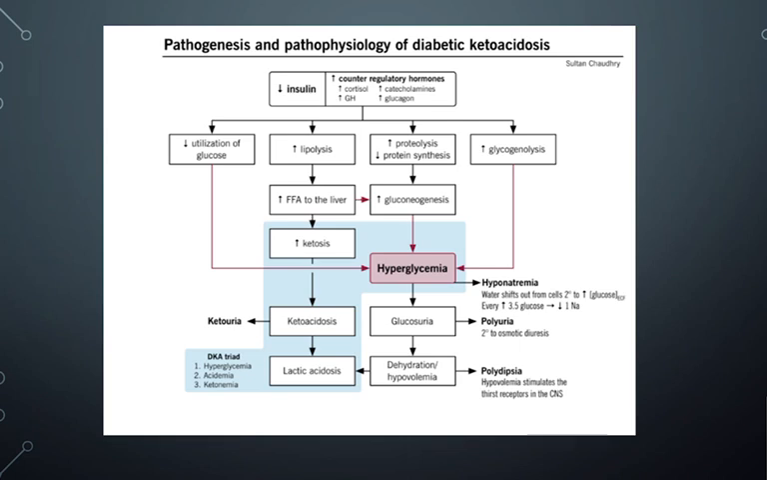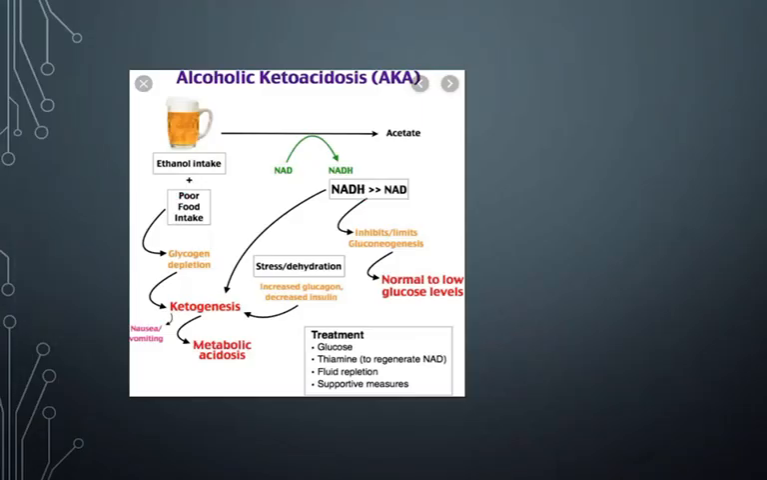Because of this increased lipolysis, free fatty acids are delivered to the liver. It increases ketone body production, and there will be ketosis and a high anion gap metabolic acidosis. In addition, there can be a degree of lactic acidosis as well.